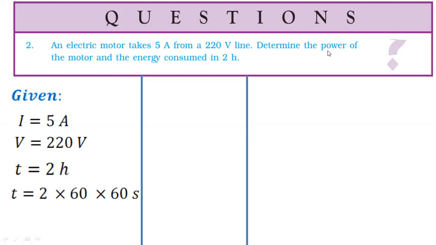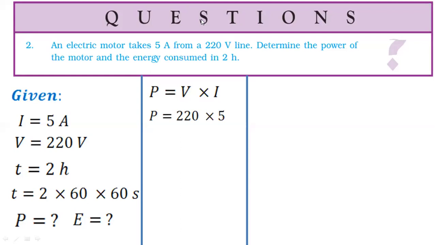What needs to be calculated? Power and energy. So that means I need the value of P and the value of E. So let me put it, P is equal to question mark, E is equal to question mark. Now the first thing we are going to calculate is power. It's very simple. All we need to do is power is equal to V into I. So put the values there, that is 220 volts and 5. Multiply it and give me the answer. What is going to be the power? All we need to do is multiply 220 and 5. Very simple.